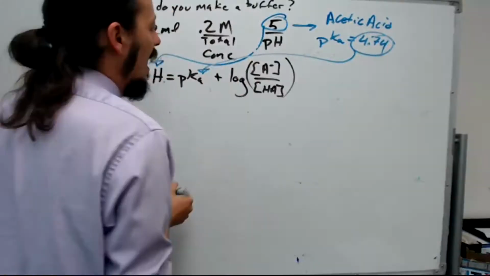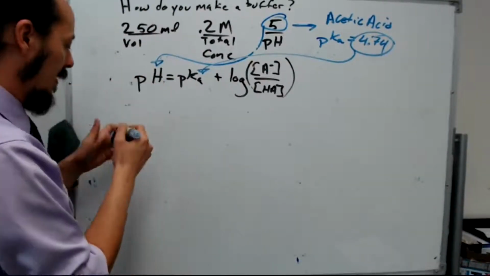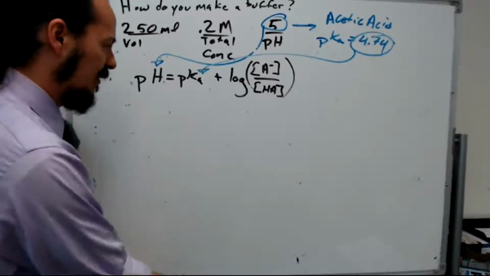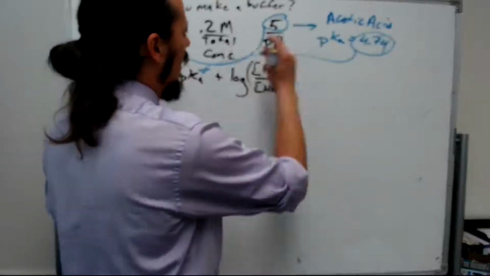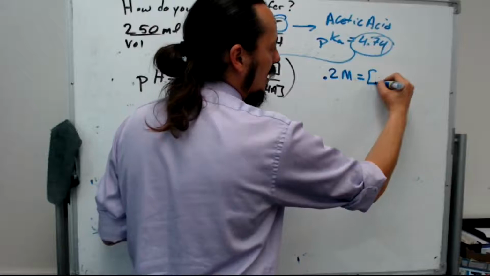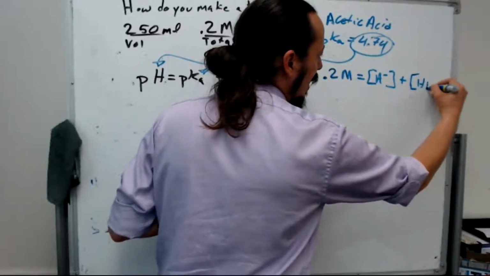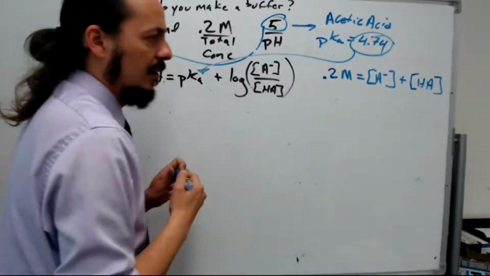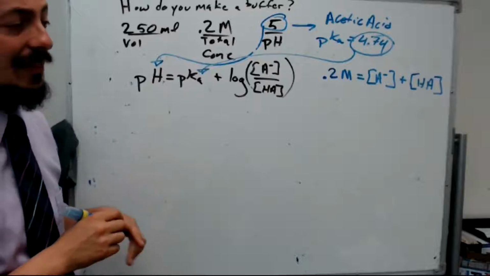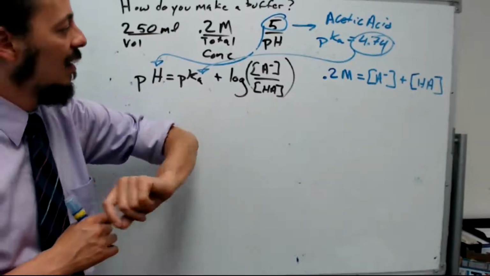So we know the pKa. Notice this is also going to give me the ratio of A minus to HA. So when I plug this all in, let's do one other trick. 0.2 molarity is going to be equal to A minus plus HA, because that's the total concentration. It's the two things added together. We're going to have another trick we get to do with this. That's going to be nice.